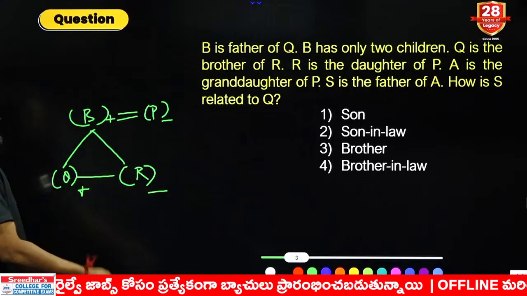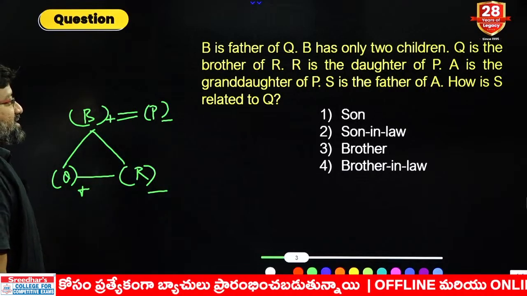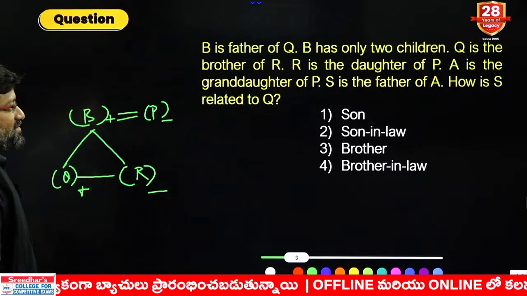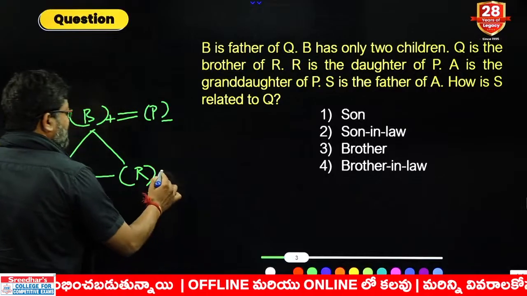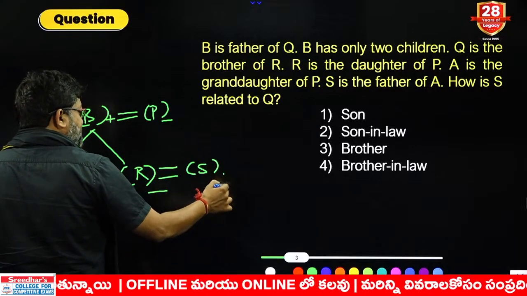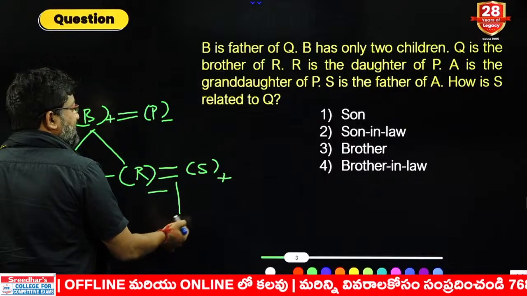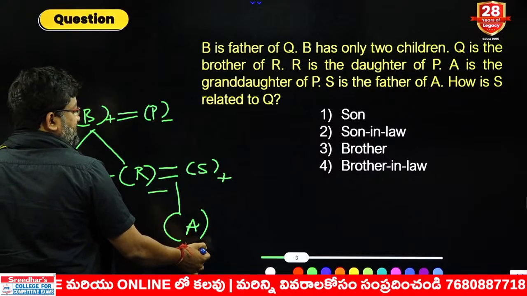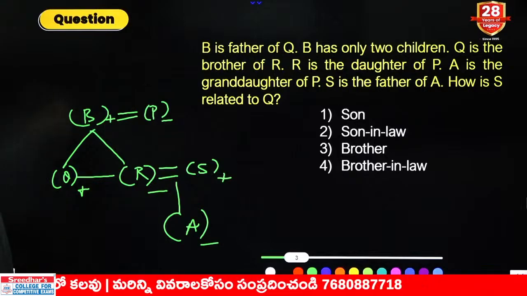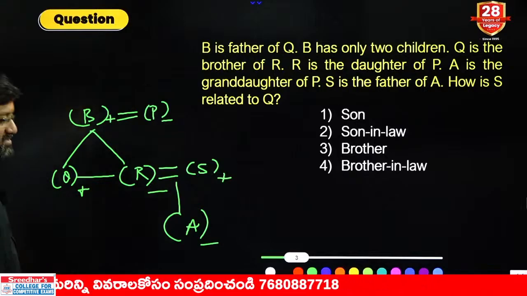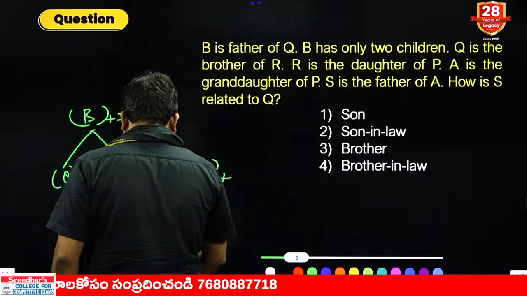2 children, I am not sure. S is the father of A. S is the father of A. Father. Pakka, this is where you have to take S, and this has to be A is the granddaughter of P. Done? How is S related to Q? Brother-in-law.